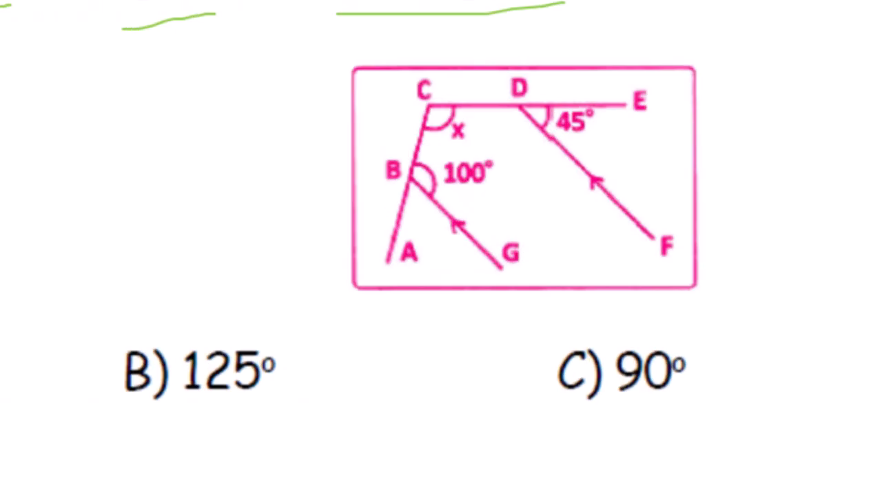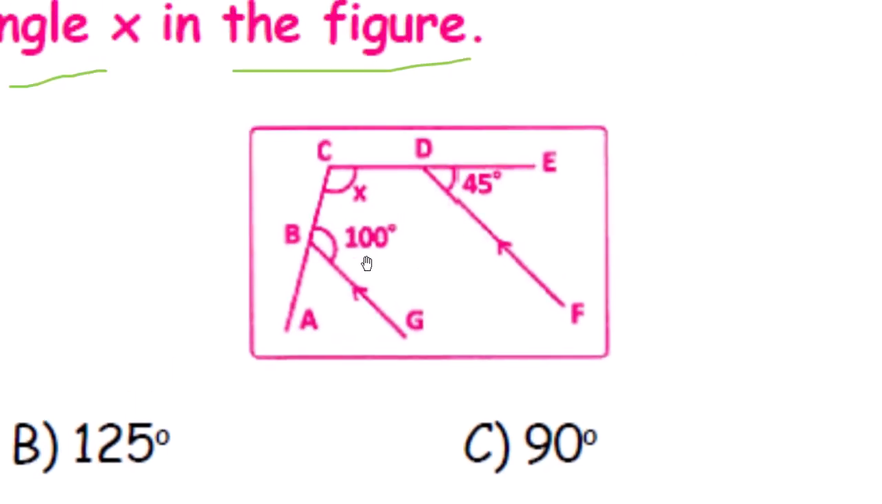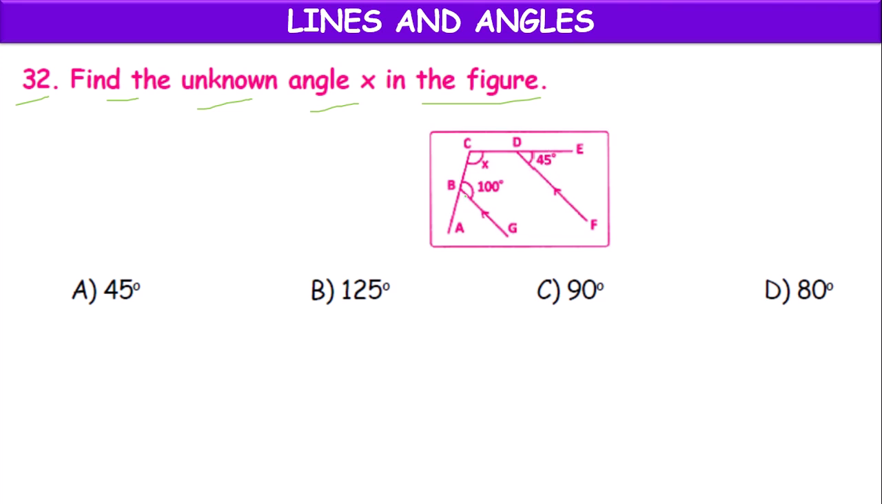So they have given one figure in that. Here 100 degrees angle is mentioned. Here 45 degrees angle is mentioned. Here we have angle x. We have to find the value of x. So here if you look at the figure, we can observe that this BZ is parallel to DF. BZ is parallel to DF.